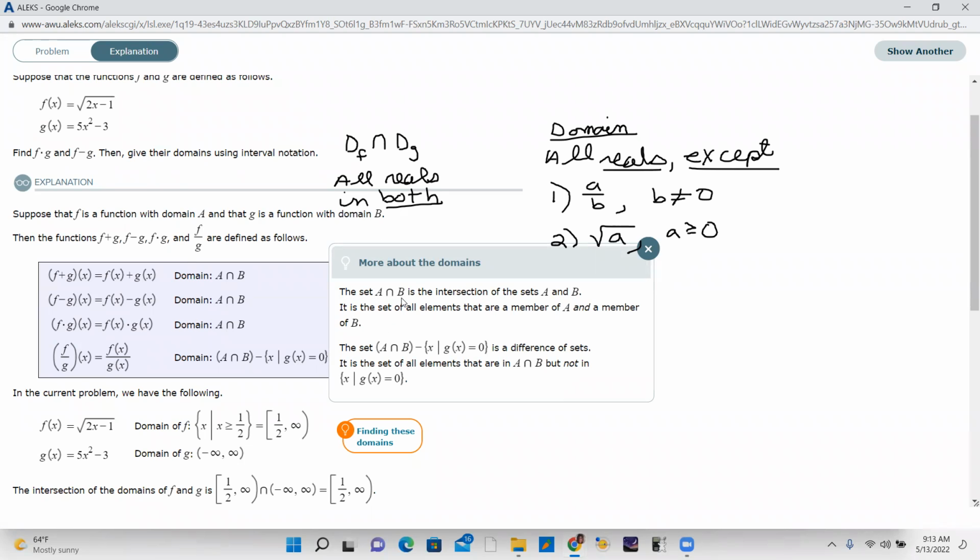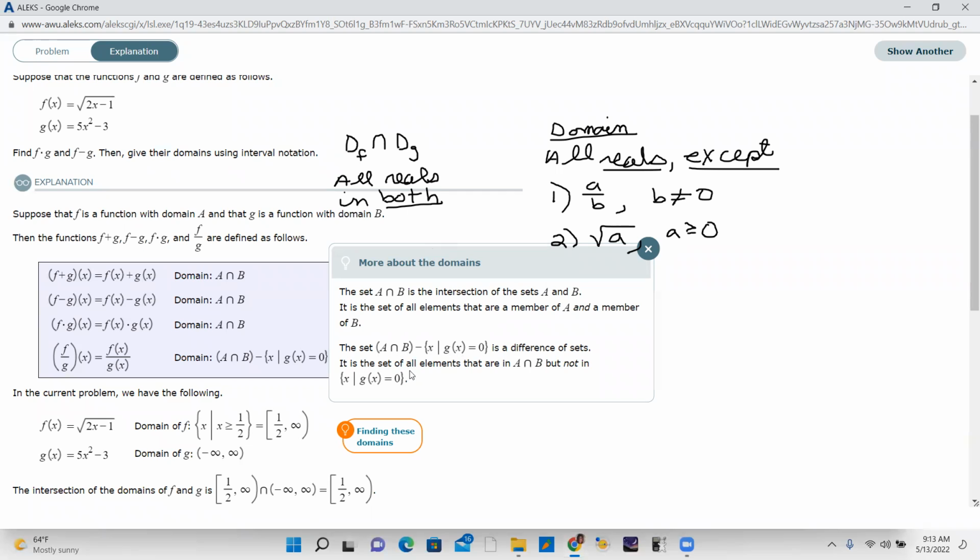Right, the set A intersect B is the intersection of sets. It's the set of all elements that are a member of A and a member of B, so it's a member of both. I kind of like my notation better. It just reminds us of the domain, capital D, domain of F, domain of G. But whatever, capital A and capital B work.